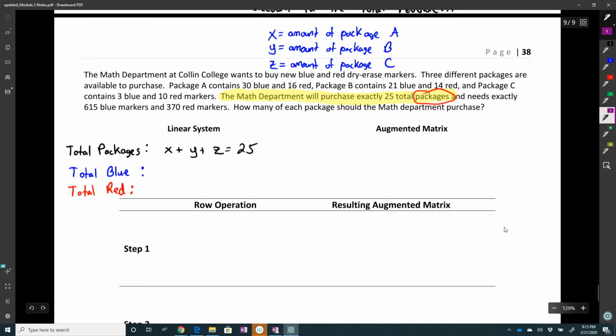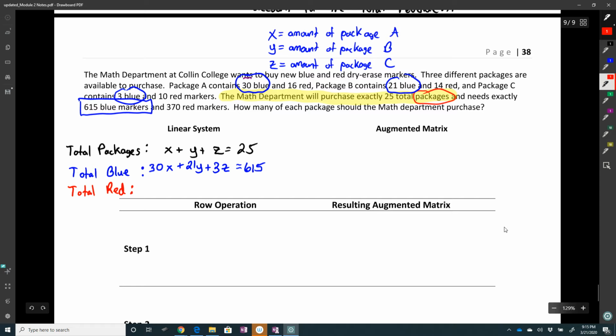So package A contains 30 blue. I'll just use blue. 30 blue, package B, 21 blue, package C, 3 blue. So that's going to be 30x plus 21y plus 3z, and then they told us the total number of blue markers, so that should be equal to 615.